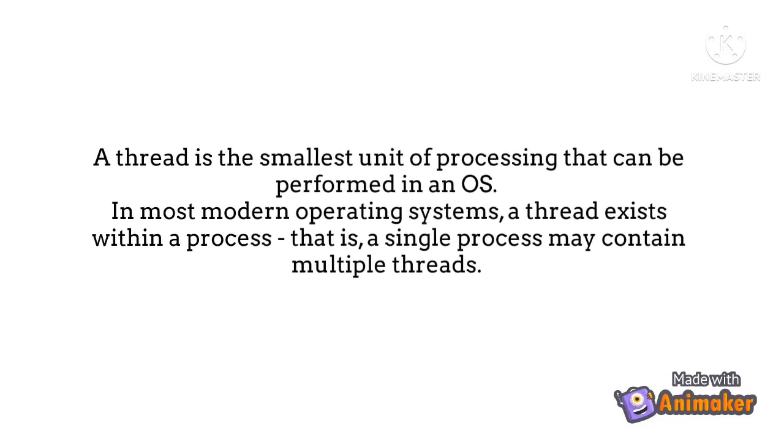A thread is the smallest unit of processing that can be performed in an OS. In most modern operating systems, a thread exists within a process, that is, a single process may contain multiple threads. And this picture shows that.